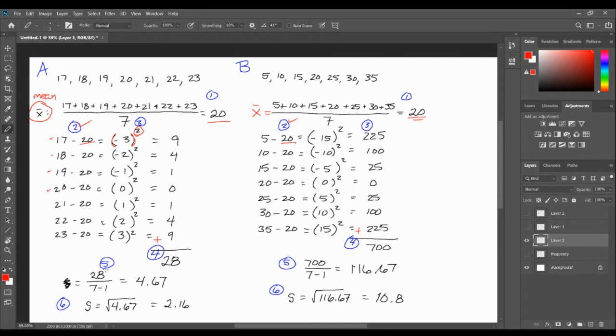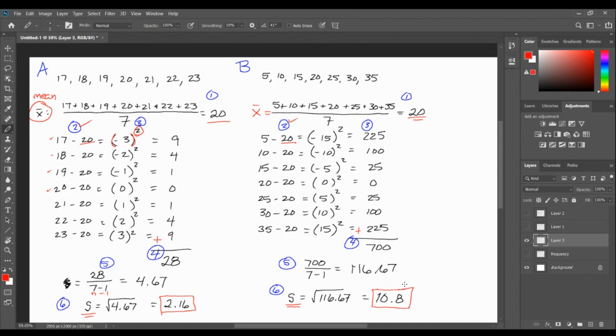Step 5 is to take that sum and divide by the number of numbers, this is the n, minus 1. So we took 28 and divided by 6, and it gave us 4.67. The standard deviation, denoted by an S, if you're looking at just a sample size, is the square root of that quotient. So the standard deviation of this data set is 2.16. We did the same thing for data set B and came up with a standard deviation of 10.8.